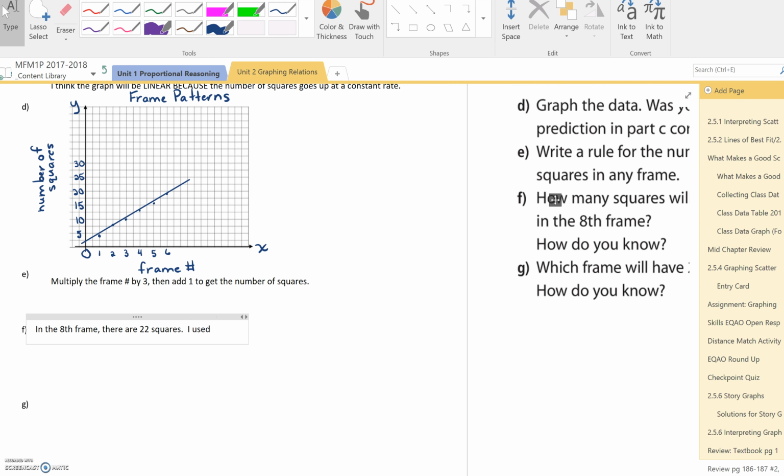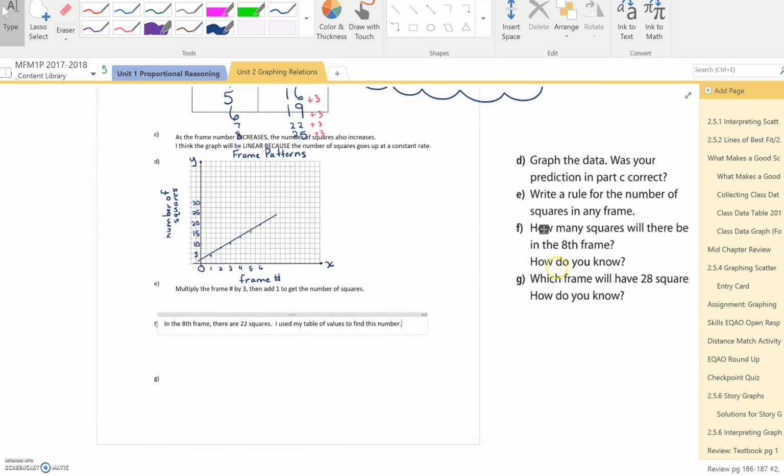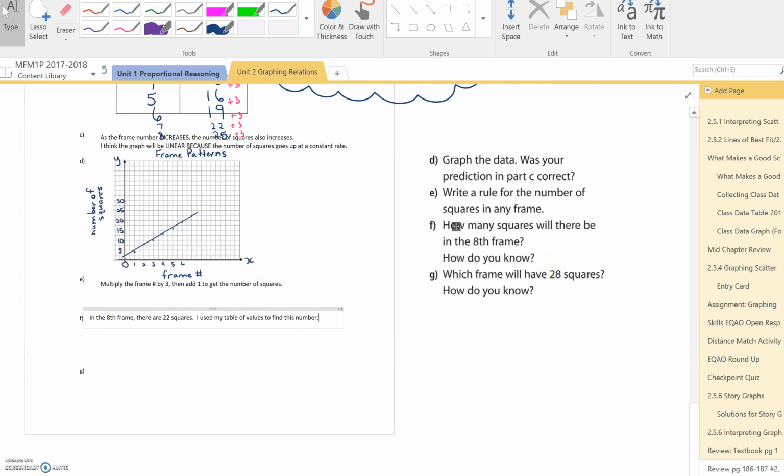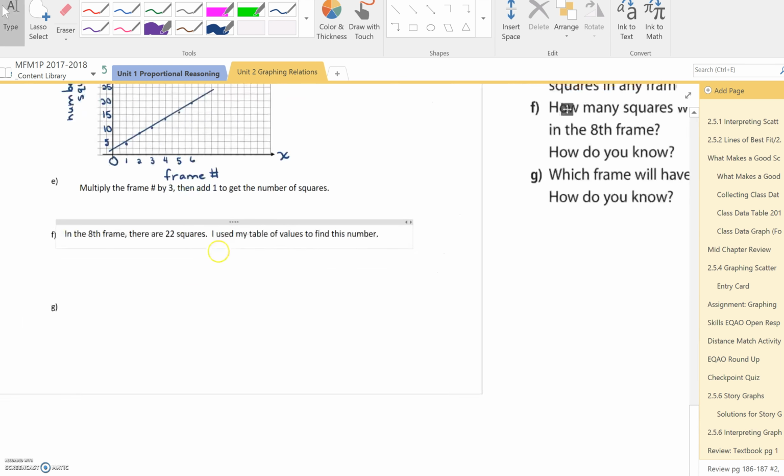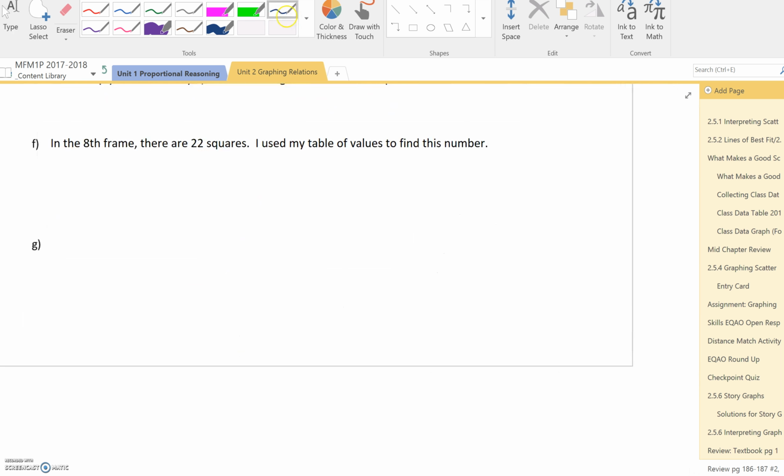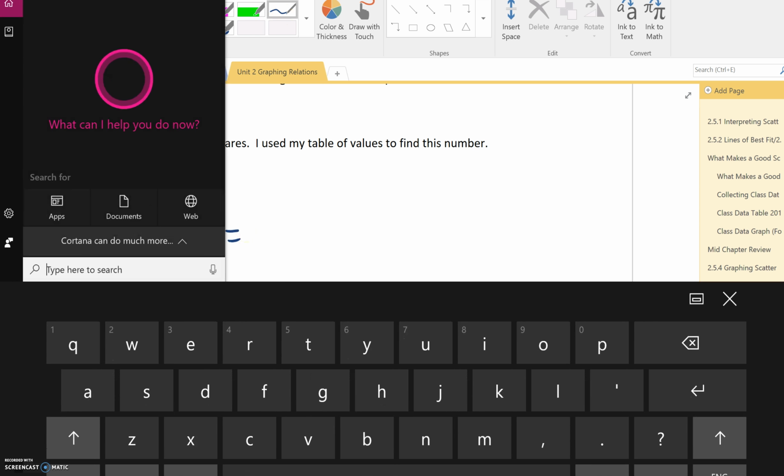I used my table of values to find this number. The only problem with that is if you're looking for 28 squares. Now, of course, you could keep your table of values going, but it would take a really long time. So this is where you kind of want to use the rule. So for question G, I would just go for the 28th frame. Okay, remember what we did at the top? We multiplied by 3. And 28 times 3, if you just grab a calculator.